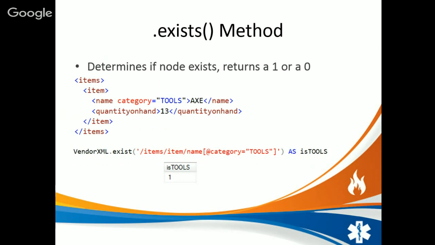The exist method will return a 0 or a 1, depending on if that attribute exists, if that attribute value exists, if that node exists, and it scans the whole level that you're looking at. So if you only have one, it'll return true. If you have 100 of them and there's one in there, it'll return true. It's just a handy quick way to check to see if something exists.